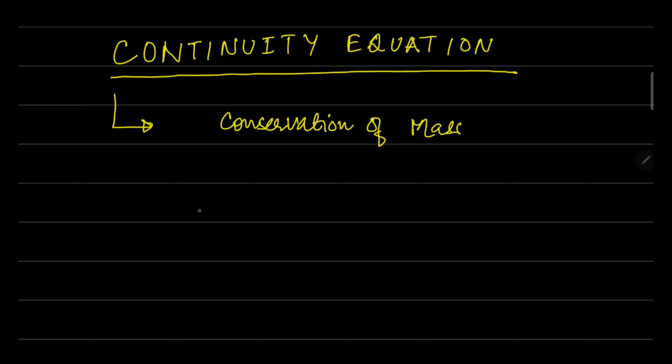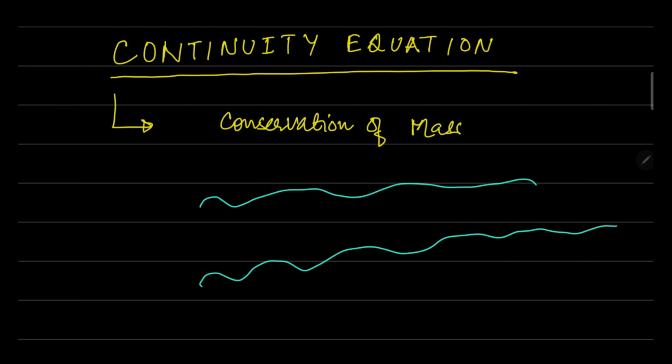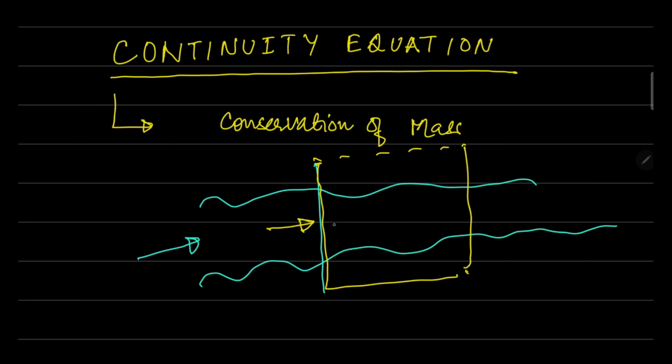So what exactly it means is that in case any pipe or channel through which the fluid is flowing, and if we consider any controlled volume, let's say this is the controlled volume under consideration, whatever fluid you are getting as an inflow, the same amount of flow you will get as an outflow. So considering this principle, we will try to derive the equation of continuity for the fluid flow.